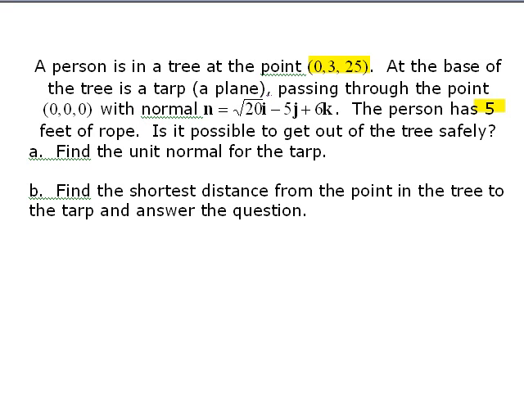At the base of the tree is this tarp, and it passes through the point 0, 0, 0. That's important information because you need a point in the plane of the tarp. And here's the normal to the tarp, and from this can you calculate what's the shortest distance from the tree down to the tarp. And there are two ways to look at this problem. I'll do one way first with some numbers from a problem in Thomas, and then I'll show you how to do the other way.